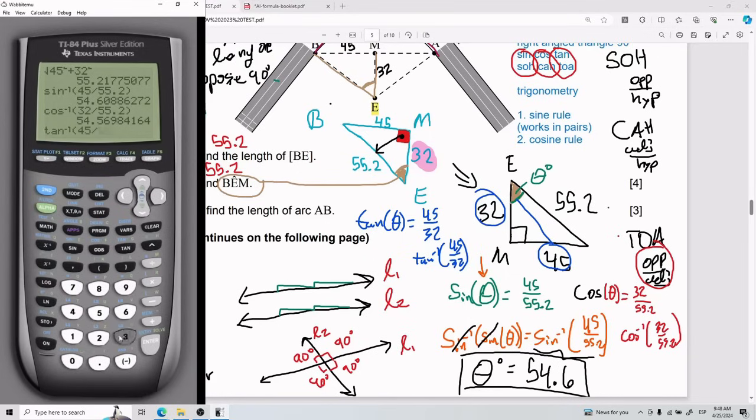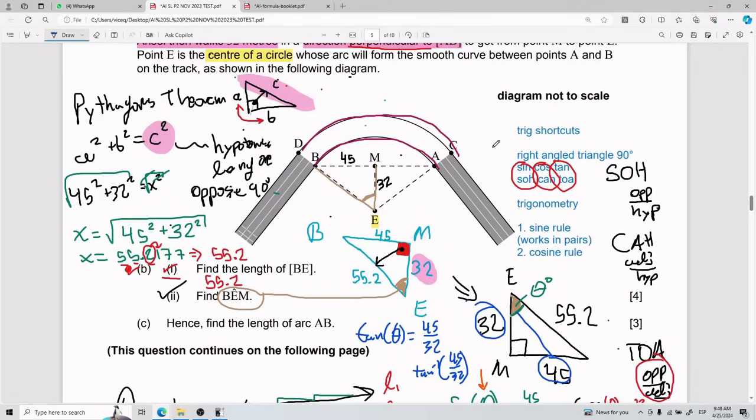45 divided by 32. The same idea. So you count 1, 2, 3, round it up, 54.6. So that is showing how to do a quick shortcut with SOHCAHTOA. Whenever you have a right angle triangle, it works.